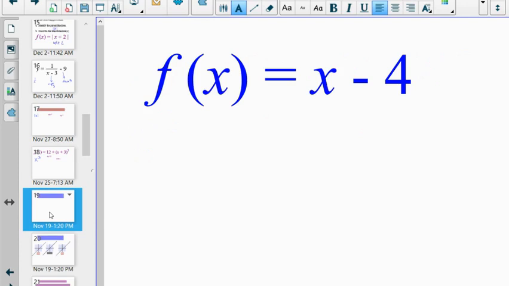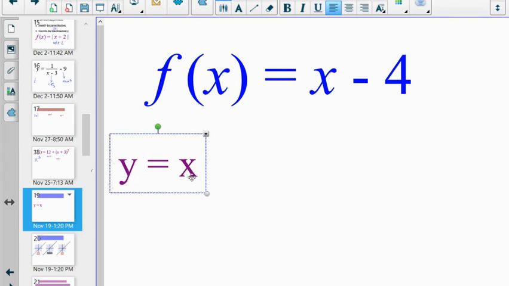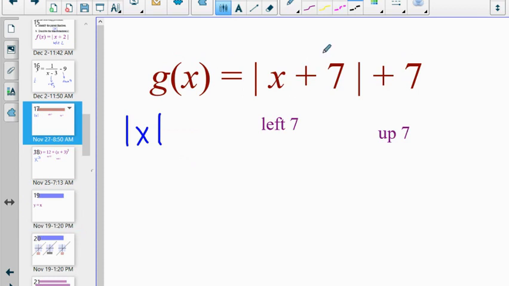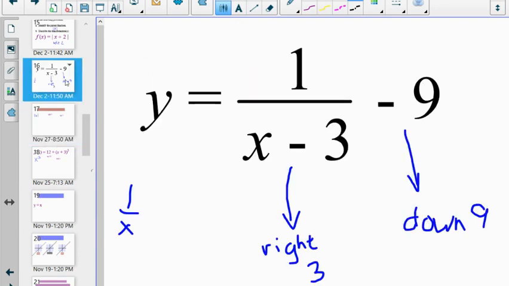And then finally, this is kind of an interesting one. F of x equals x minus 4. My parent function here is just y equals x. That's just a line. So now the question is, minus 4, is that happening inside the function or is that happening outside the function? And there's a little bit of room for interpretation here. Most of the time there isn't. This plus 7 is inside the absolute value. This plus 7 is outside the absolute value. Pretty easy to see.